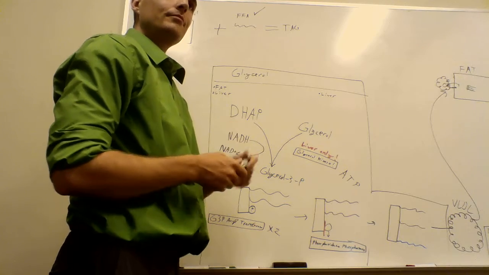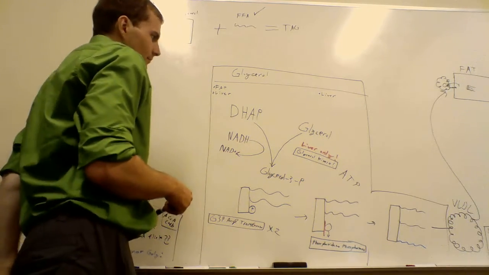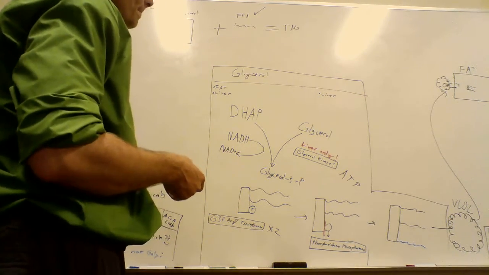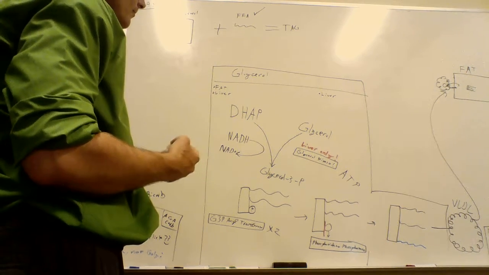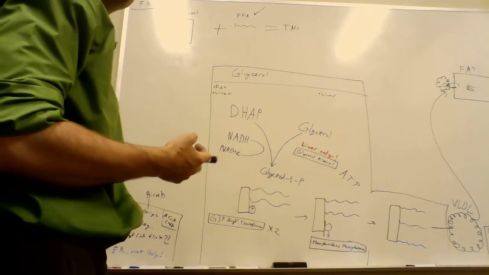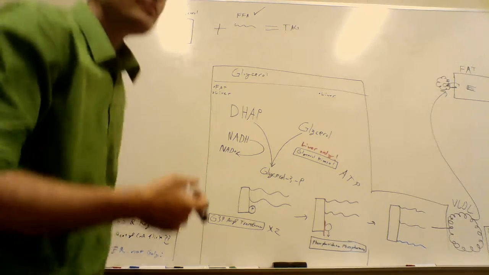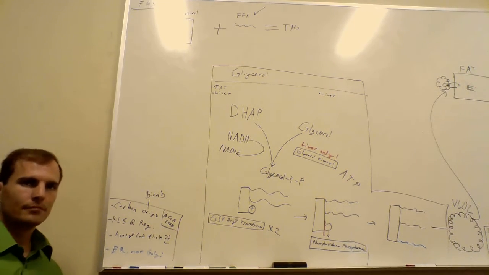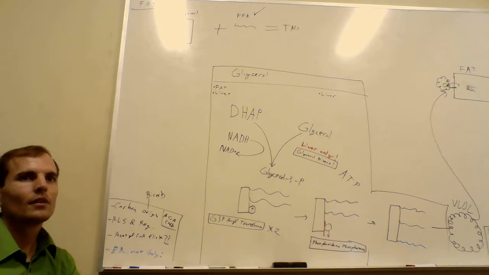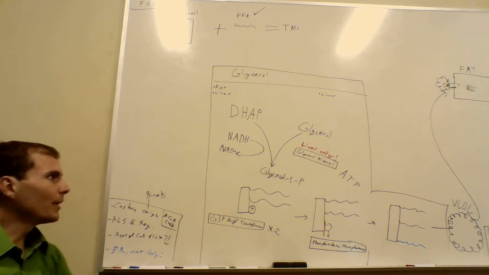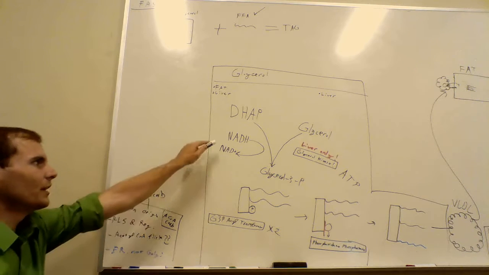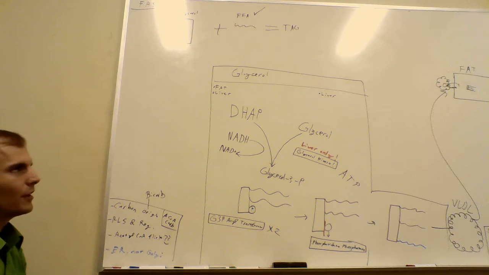So the rate limiting on this side would be the DHAP. If you don't have a lot of sugar, you're not producing, so like glycolysis, obviously you have to have glycolysis going because you're going to want to store that excess sugar. Is that going to be the rate limiting step? Actually, this one is one of them. That is a regulated step.